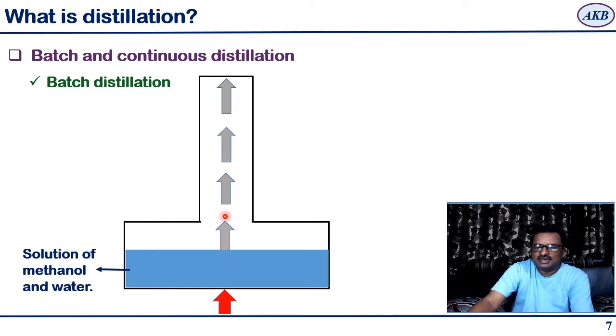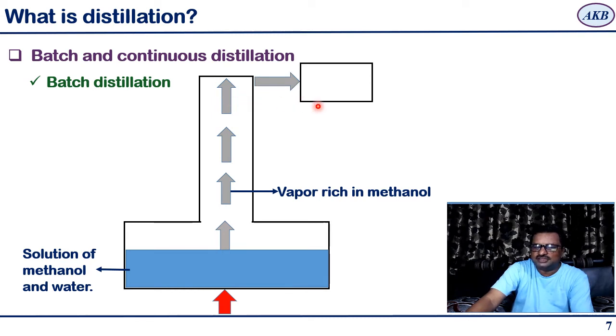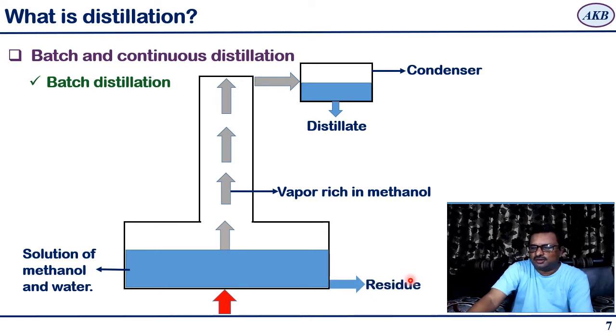The vapors are removed. The resulting vapor phase will be rich in the low boiling component, the more volatile component, and in this case the more volatile component is methanol. Then vapors are removed from the operation and sent to a condenser where they are condensed to get the condensate, and this condensate is taken out as distillate. After the desired separation is achieved, the residual liquid is removed as the bottom product, or you can also call it the residue or the bottom product.